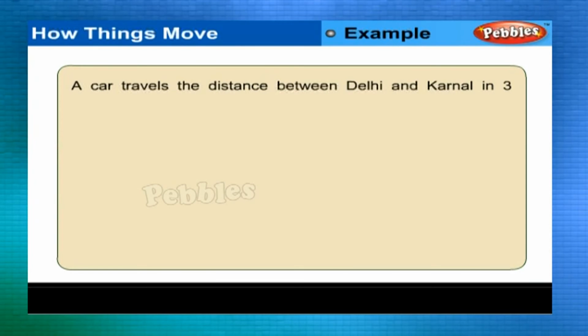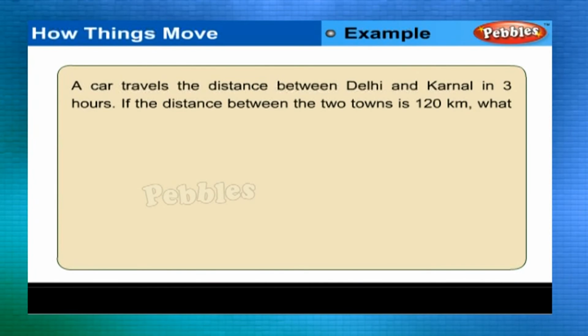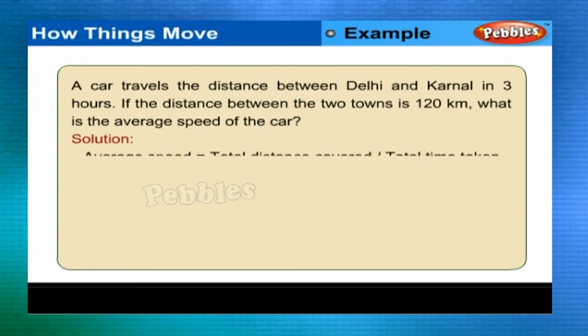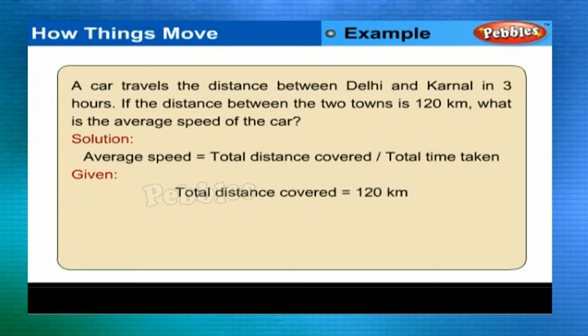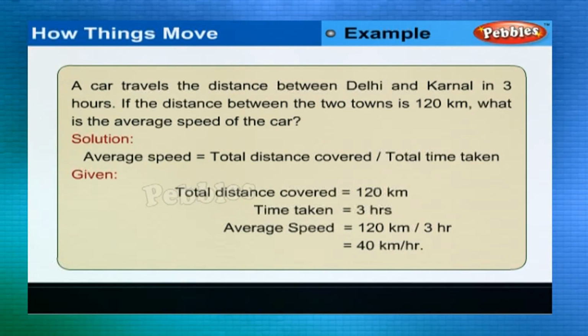Example. A car travels the distance between Delhi and Karnal in 3 hours. If the distance between the two towns is 120 kilometers, what is the average speed of the car? Solution. Average speed is equal to total distance covered divided by total time taken. Given. Total distance covered is equal to 120 kilometers. Time taken is equal to 3 hours. Average speed = 120 kilometers divided by 3 hours = 40 kilometers per hour.